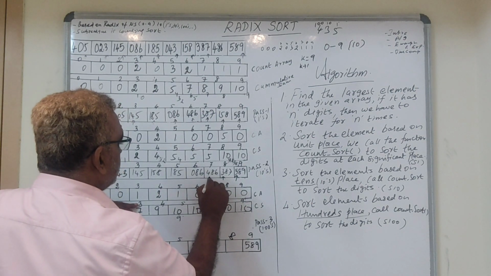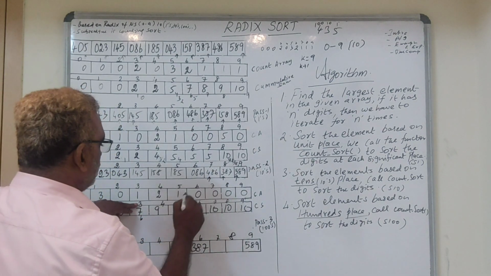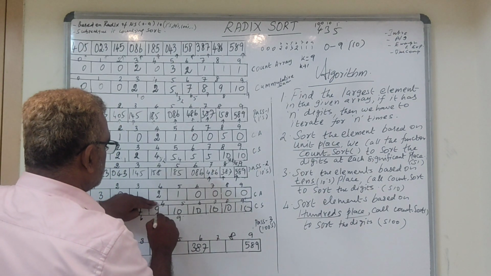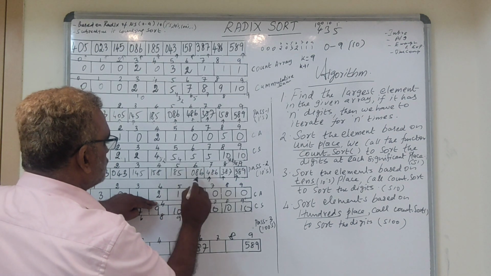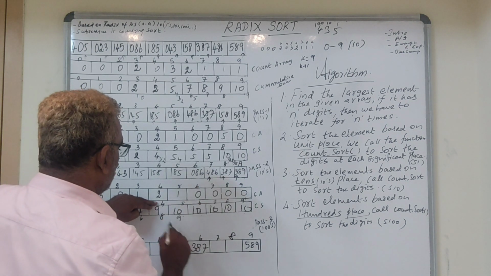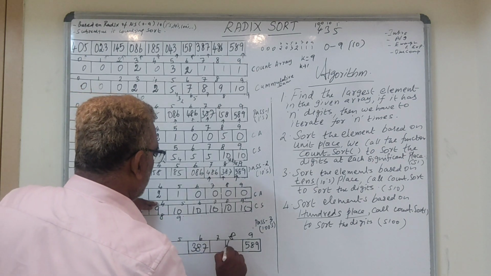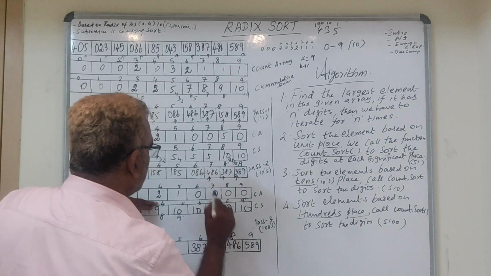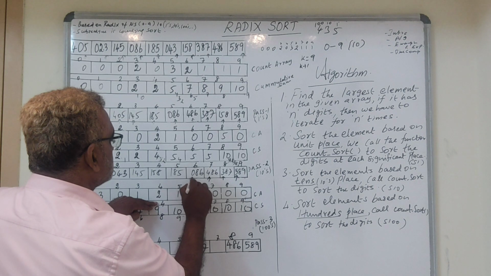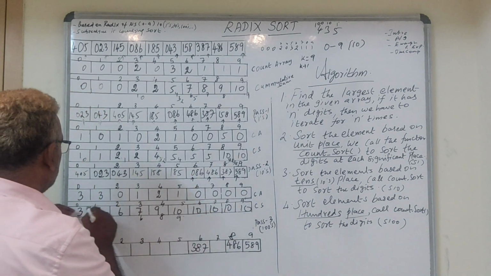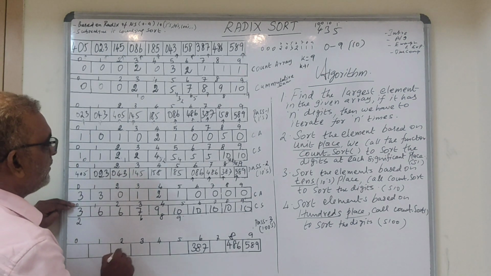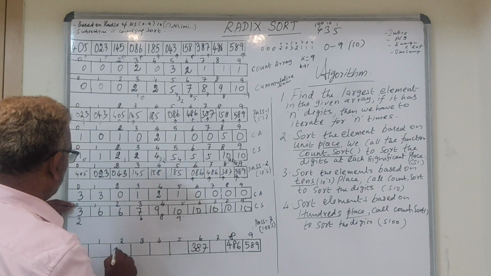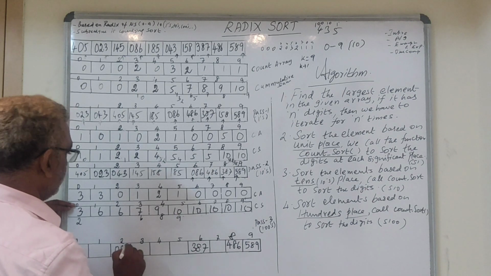Similarly, the next one is 4. Go to location 4, the value is 9. So reduce this value, that is 8. In location 8, store the value 486. Again go to this value, this is 0. Go to position 0. What is the value? That is 3. So reduce the value, that is 2. In location 2, store the value 086.